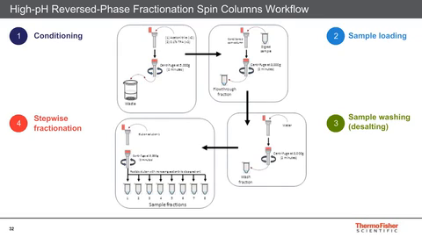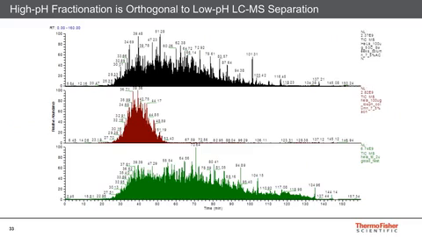Here is a schematic of our high pH reverse phase spin column workflow. These convenient single-use spin columns can be used to fractionate up to 100 micrograms of protein digest in 8 or more fractions depending on the gradient.